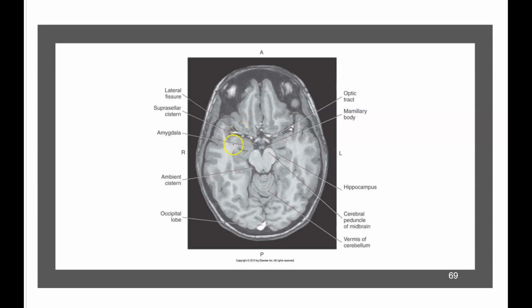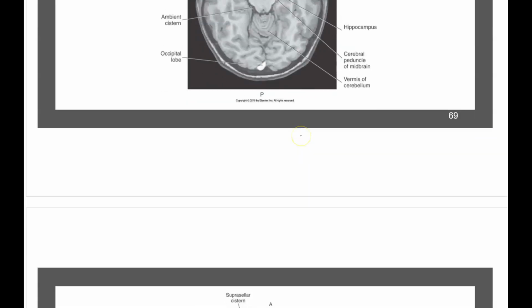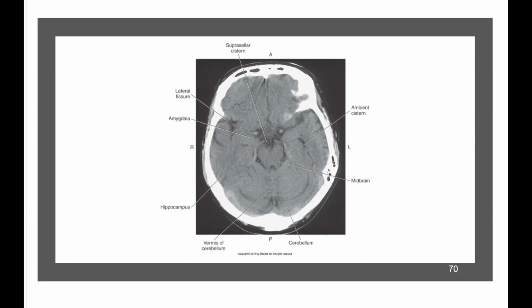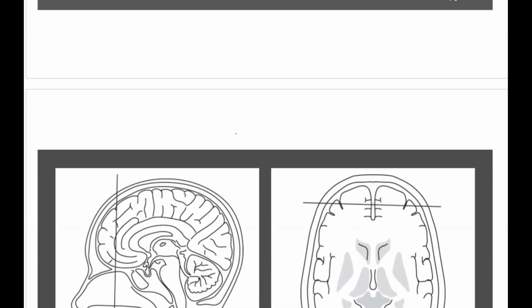That's kind of a weird spot. You can see it starting right there. That's a better shot right there. Okay, here's the CT. So suprasellar cistern, ambient cisterns on either side, midbrain. We have your cerebellum. Here's the vermis, so you can see the lines. That's your vermis and your hippocampus, medulla oblongata, and your lateral fissure.